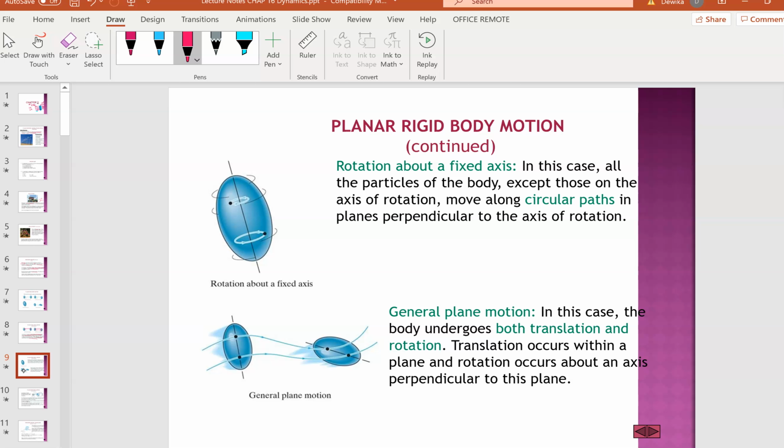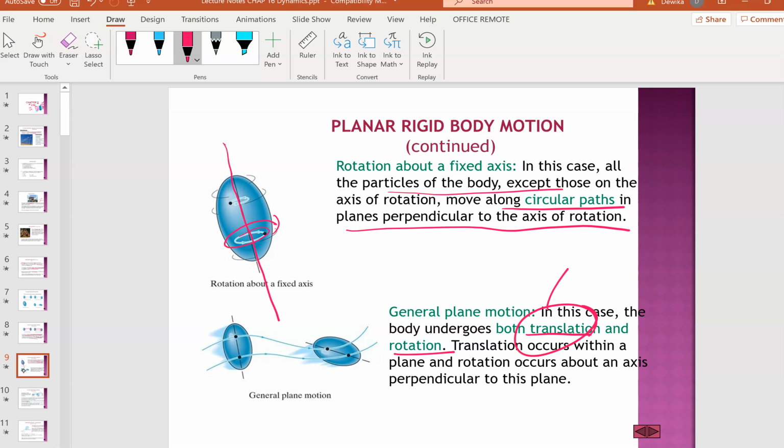And then we have rotation. So this is about an axis. So this object is actually rotating. Yeah, rotating. So in this case, particles of the body, except those on the axis of rotation, move in a circular path in the plane perpendicular to the axis of rotation. So general plane motion will be a combination. Both, you have translation and then we have rotation.